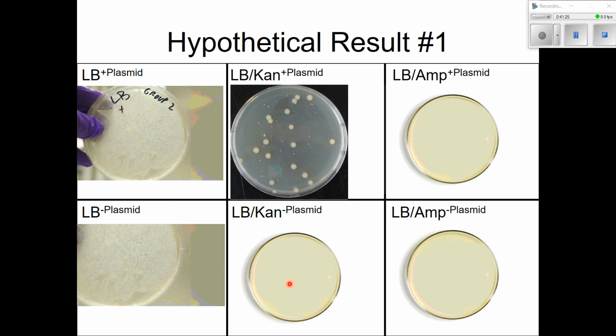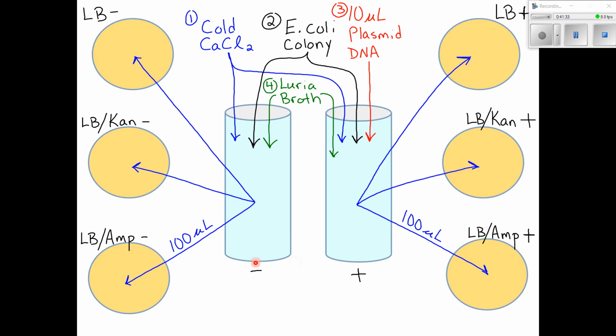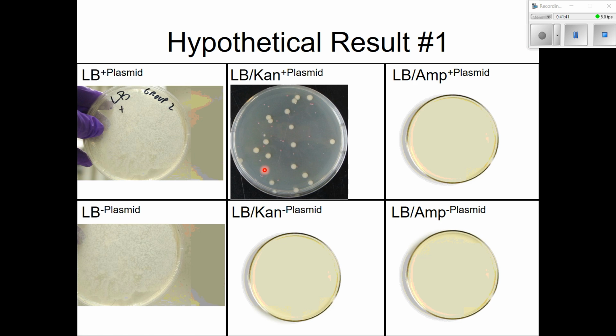Now remember, the reason you don't see bacteria on this kanamycin plate is because, see that minus plasmid? These cells came out of the minus tube, and so they were never given the plasmid DNA. They had no chance to take in that CAN-R gene.